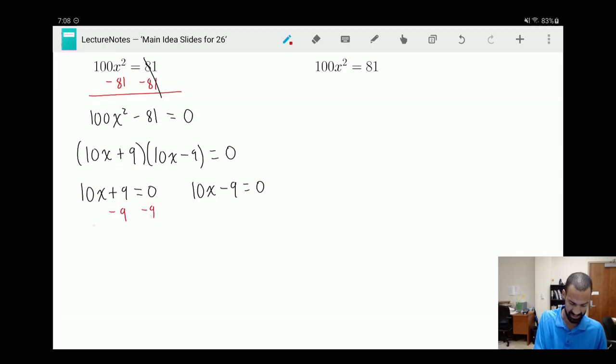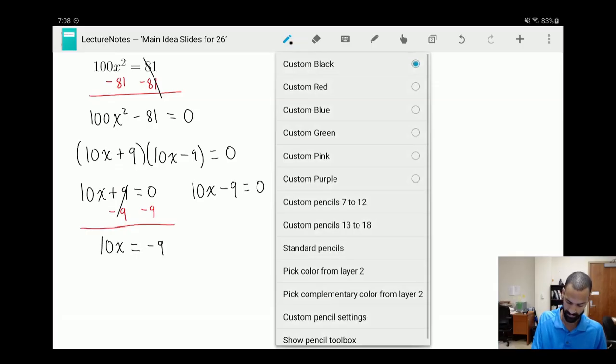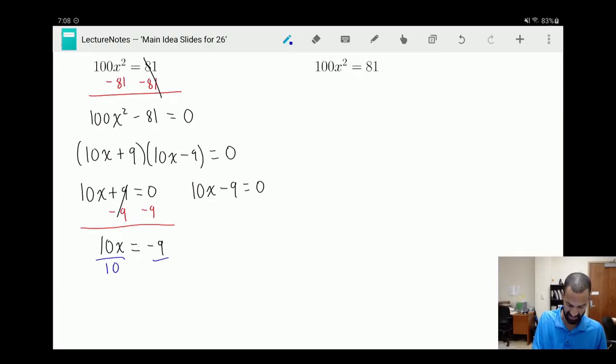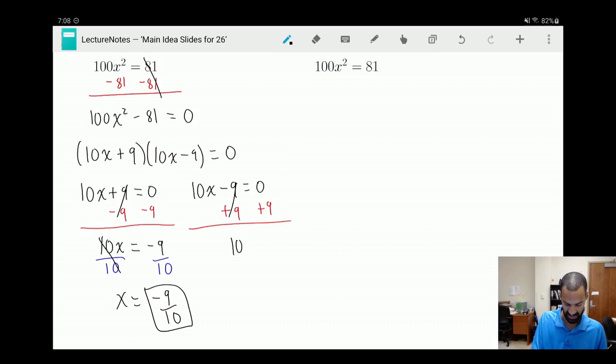Subtract 9 from both sides. 0 minus 9 is negative 9. Divide both sides by 10. X equals negative 9 over 10. There's my first solution. Add 9 to both sides. 10x equals 9, because 0 plus 9 is 9. Divide both sides by 10. X equals positive 9 over 10.